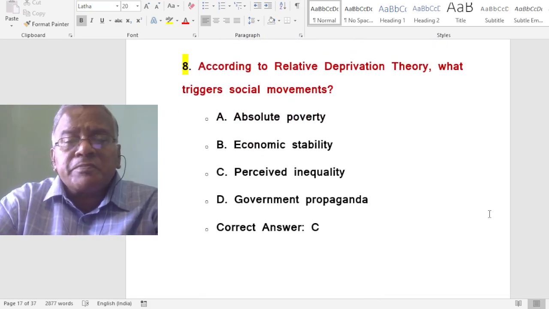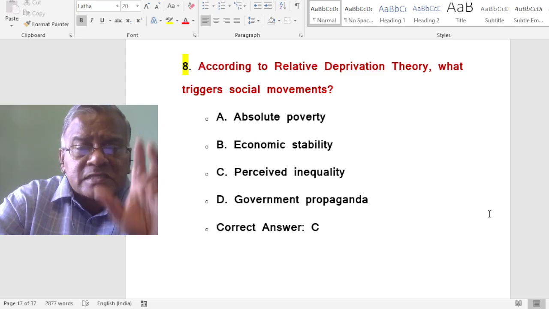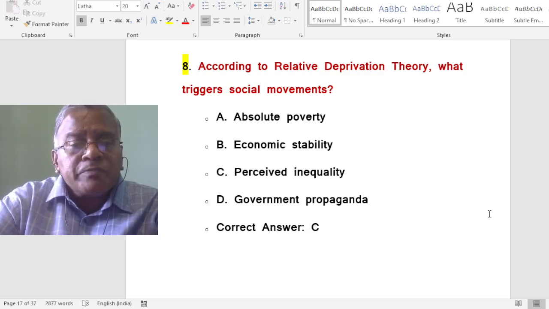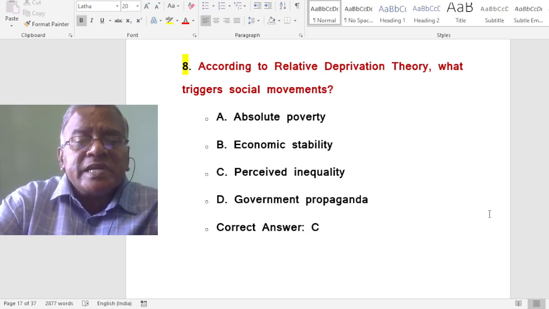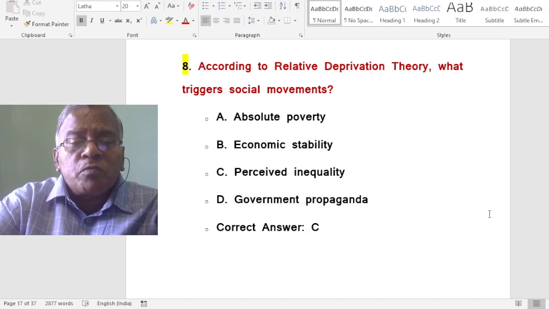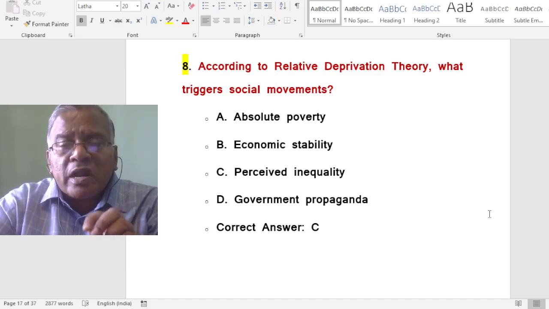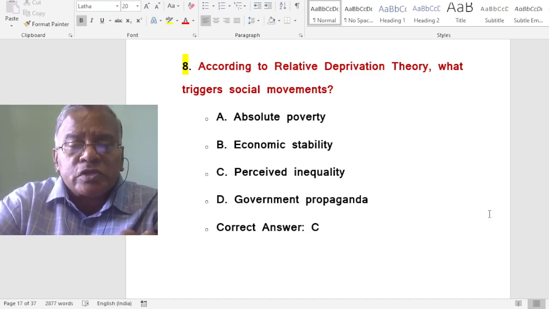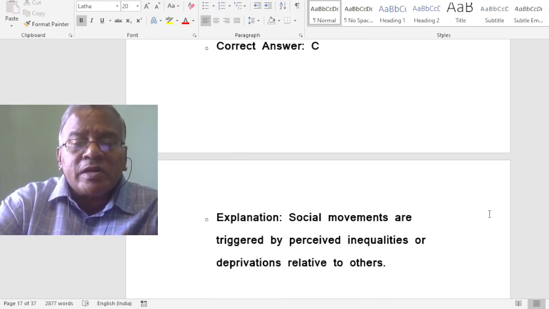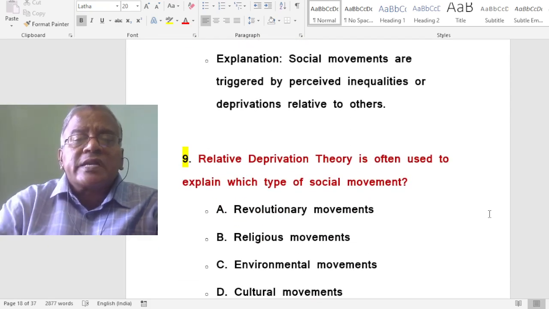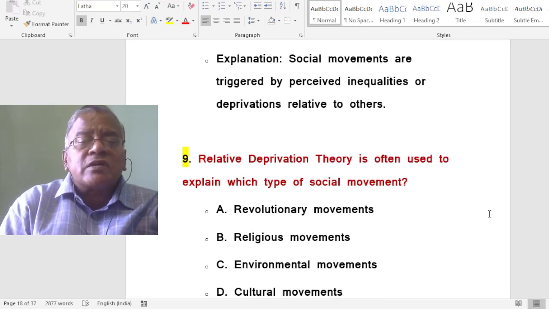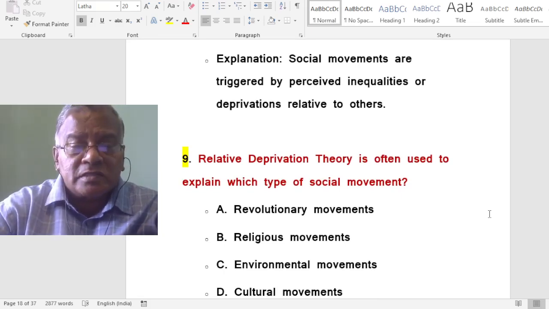According to relative deprivation theory, what triggers the social movements? A. Absolute poverty. B. Economic stability. C. Perceived inequality. D. Government propaganda. So, what triggers social movements? That is perceived inequality. Social movements are triggered by perceived inequalities or deprivations relative to others.